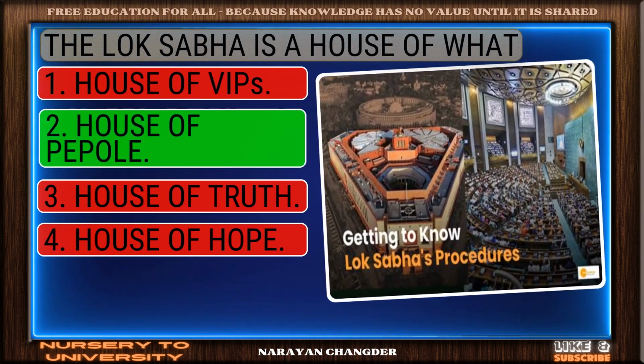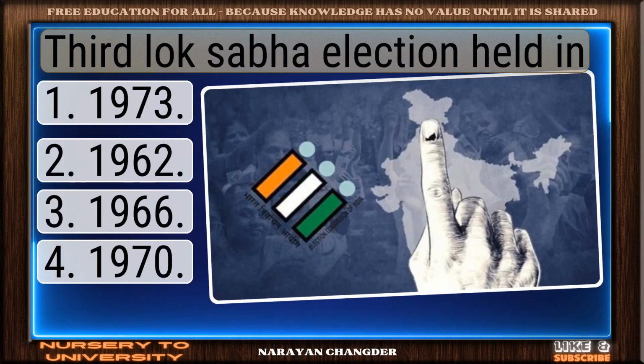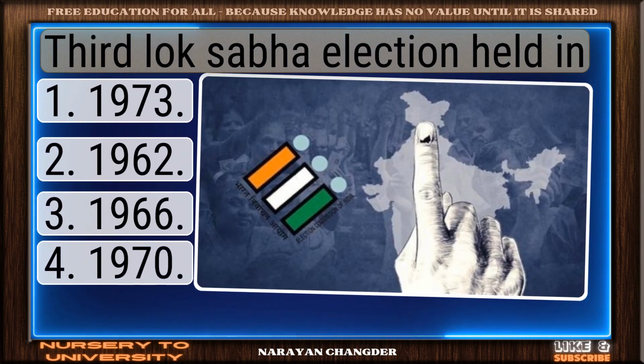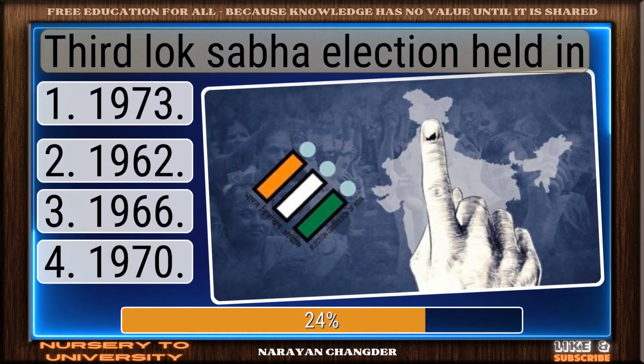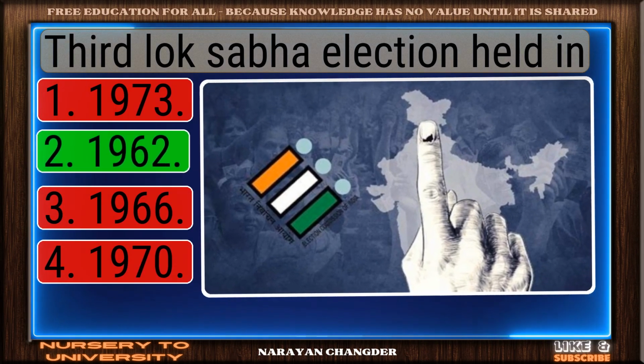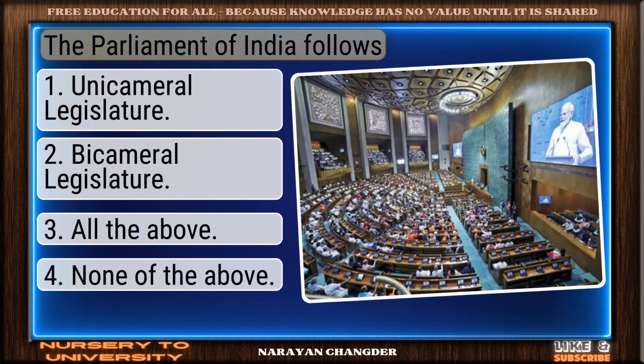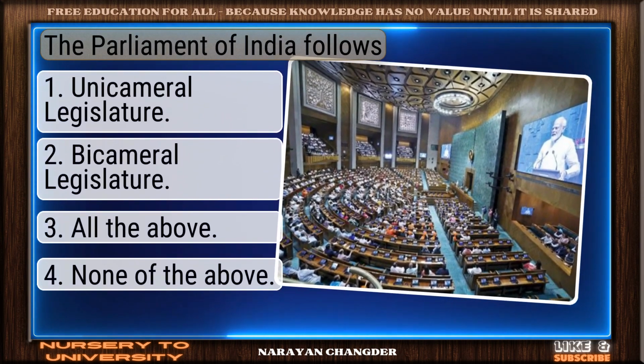Smart pick. House of People is the correct choice. Question number 193. Third Lok Sabha election held in. Great job. 1962 is the accurate answer. Question number 194. The Parliament of India follows.